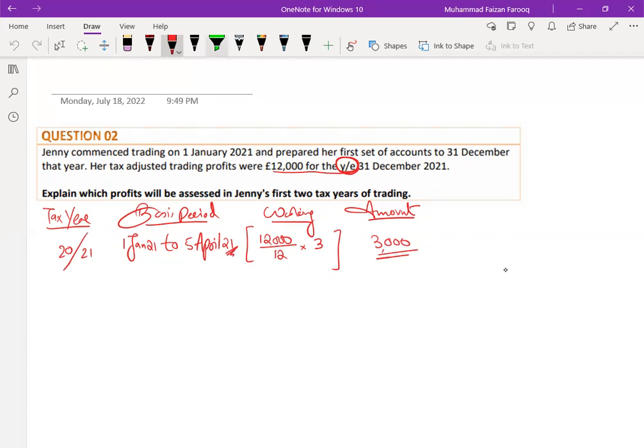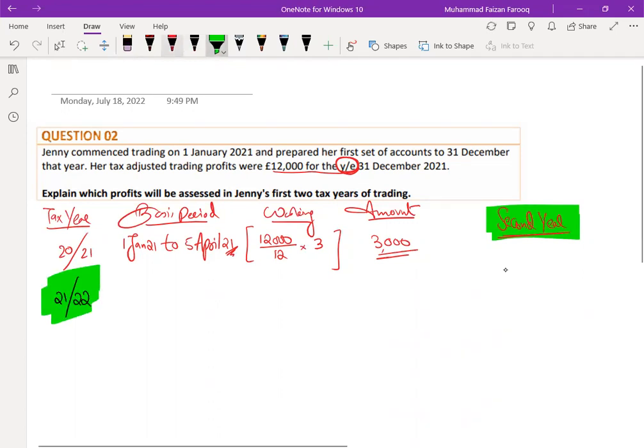This is the first year. Now, very carefully, we are discussing the second year. Okay? 2021 is my first year. So the next year will be 21-22. This will be my second year, correct or no? Yes. The second year has a lot of rules. The first year is this one, done. The first year is done, with only one specific rule. But the second year has a lot of rules.